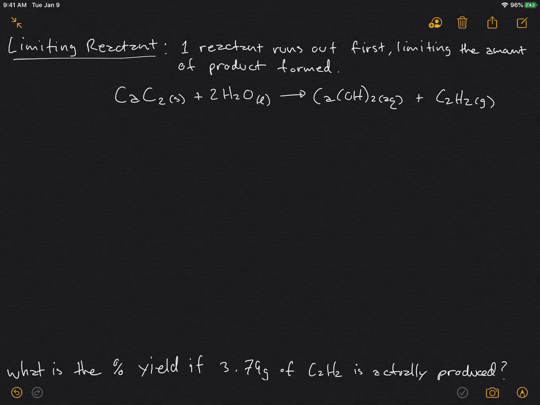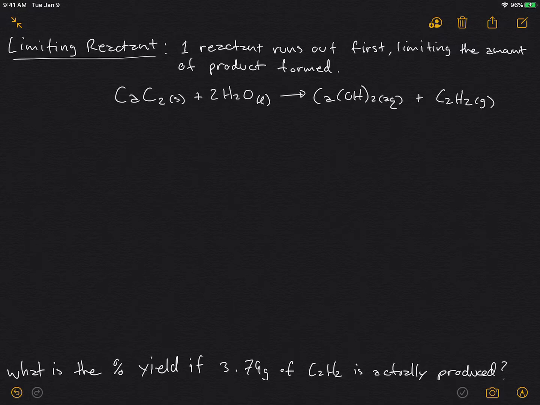In this video, I'm going to show you how to do typical limiting reactant problems. A limiting reactant is the reactant in a chemical reaction that is used up first. So it runs out, and that limits the amount of product that can be formed. And the way that we usually find the limiting reactant is that we're given the amounts of both reactants in a chemical reaction. And then we calculate using stoichiometry how much of the product can be formed.